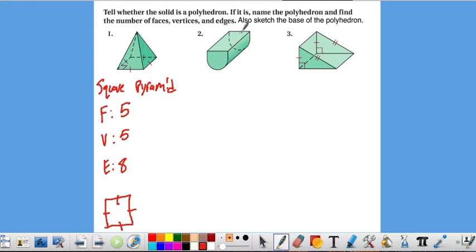Number 2, you can ask yourself if that's a polyhedron. The answer is no, and that's because you have this rounded edge. This is not a polygon, so that's not a polyhedron. Bummer.